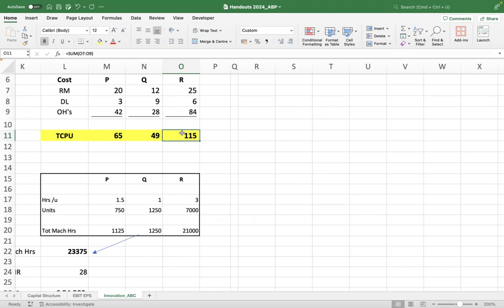That's why activity-based costing is a technique which is recommended over legacy costing techniques. Okay, I hope that was clear.